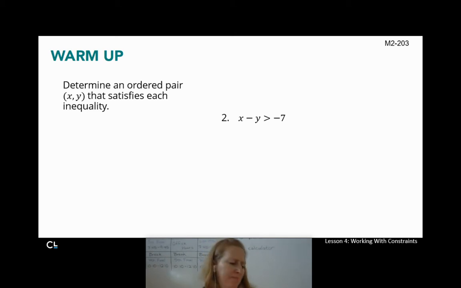Yay! Back to the warm-up on page 203. We did number 1 last time. We're going to do number 2 this time. If you want to do the others, that's okay too, but we're just going to worry about number 2 right now.